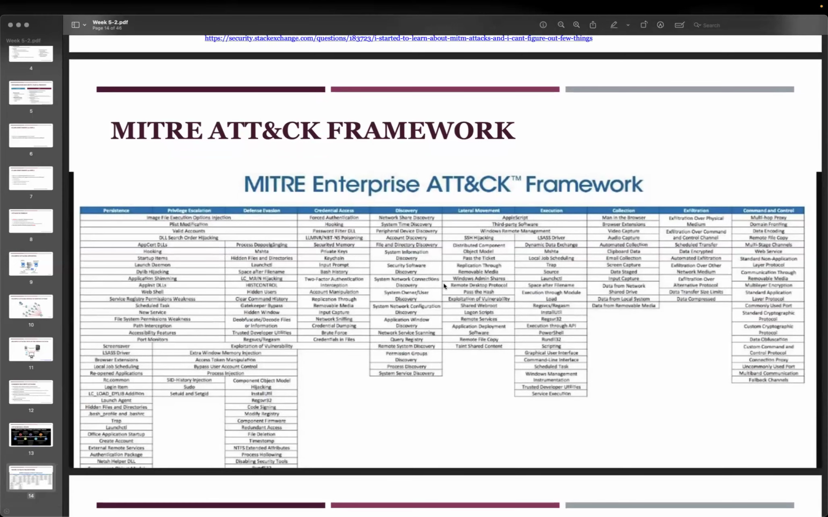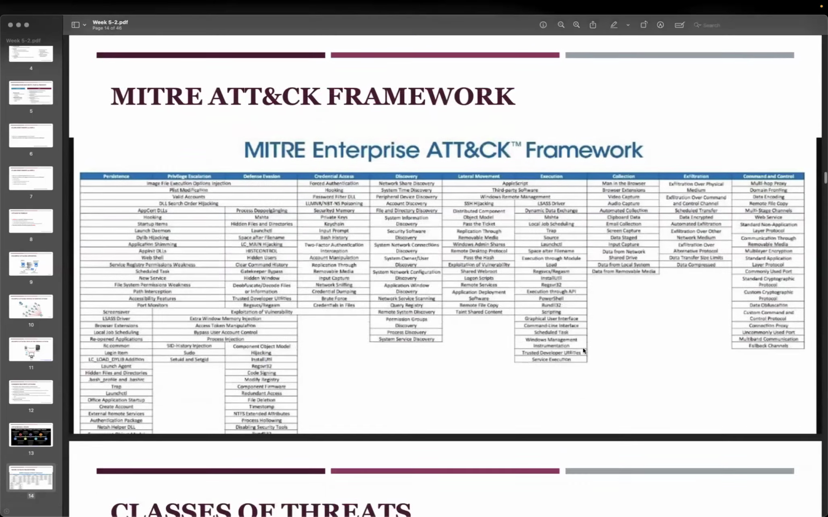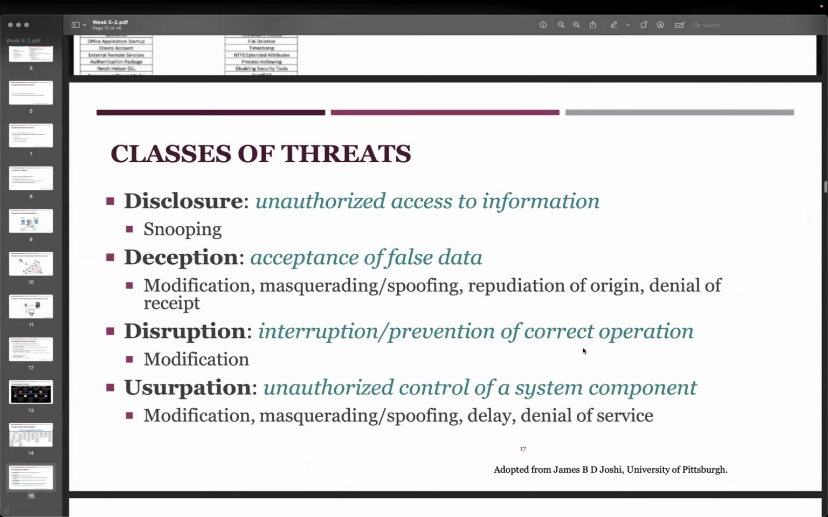So including right here, discovery, exclusion, like collections. So right here, put a lot. And for the classes of the threats, you need to know that including will be the disclosure, so will be the unauthorized access to the information. One example is snooping, okay, and then there's the deception, so they accept false data, so they will modify, or masquerade, spoofing, or repudiation of the origin or denial of the receipt.